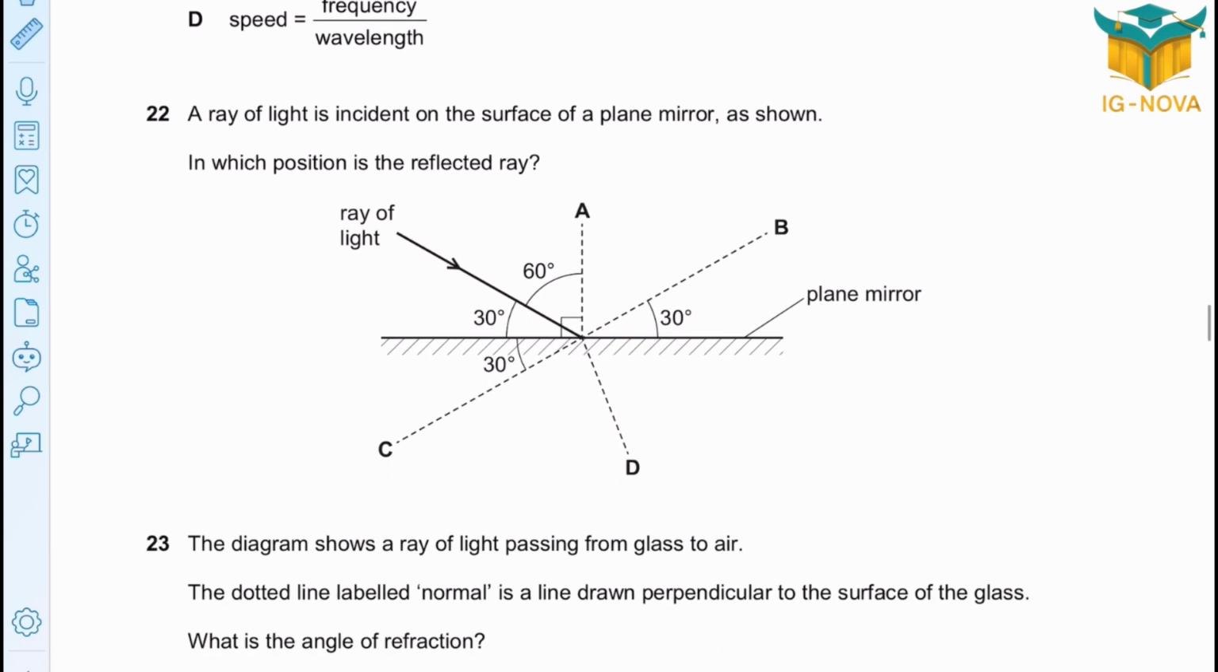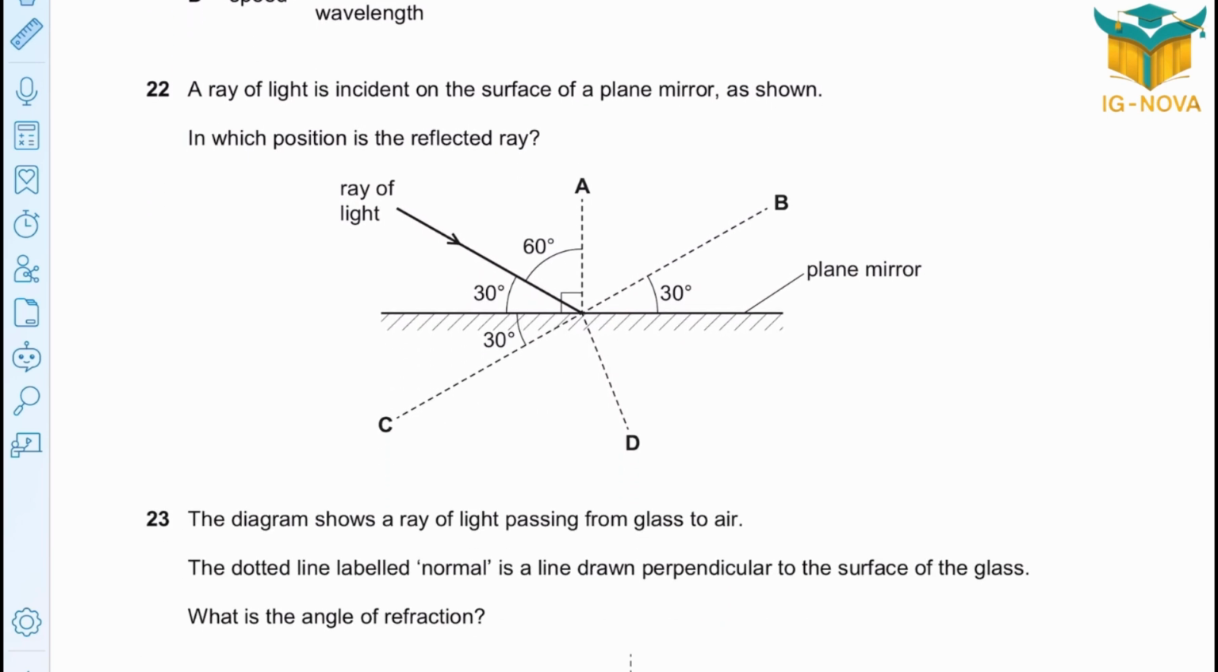Question 22. Reflection of light. A ray of light is incident on the surface of a plane mirror as shown. In which position is the reflected ray? Here, the angle between the incident ray and the normal is 60, so the reflected ray will also be 60. This is the reflected ray.